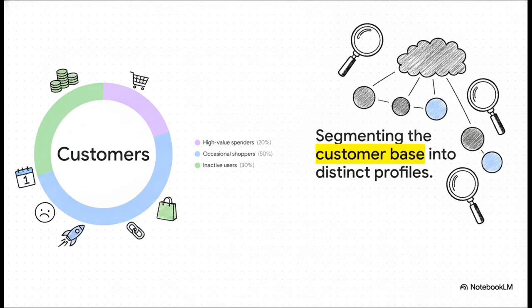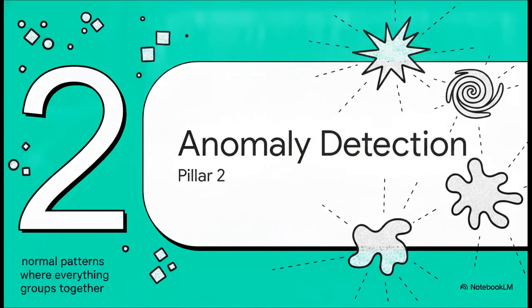For instance, you might discover a tight cluster of high-value spenders who buy your premium products every single month. Then you might see a larger cluster of occasional shoppers who really only buy during sales, and maybe a group of inactive users who are probably just one ignored email away from leaving forever. Identifying these specific clusters is a massive business opportunity, simply because you can now target each specific group with completely different, highly customized strategies. Moving on to Pillar 2, anomaly detection.